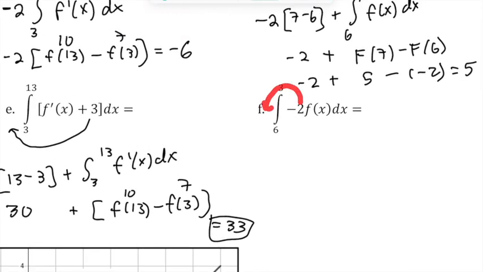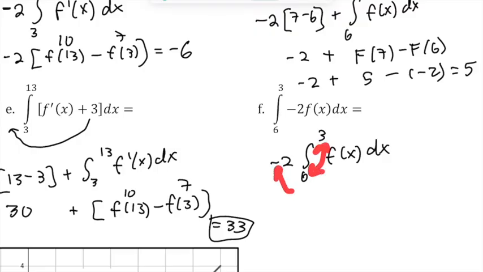Last question. Let's pull out the negative 2 outside the integral. And again, remember, you can switch these and then make that positive. But again, it's not necessary. It's only really necessary when you're doing the graph.